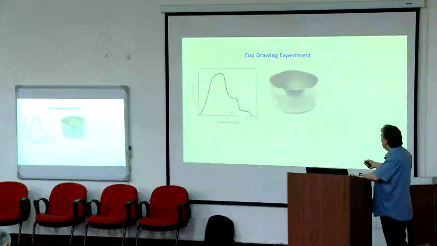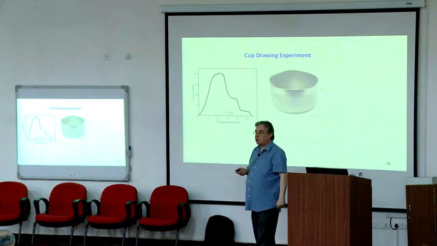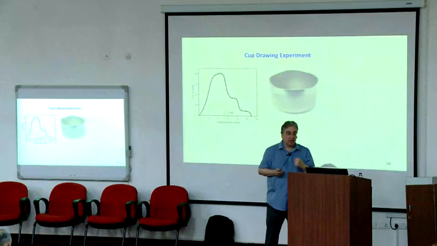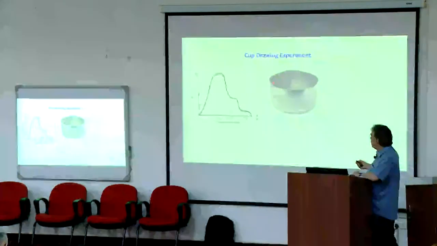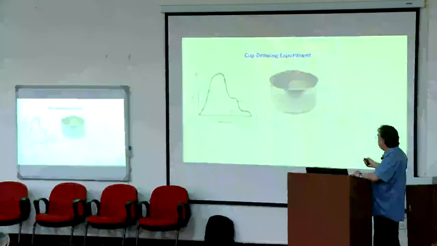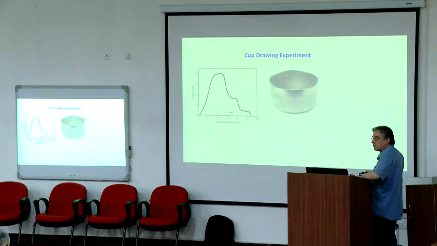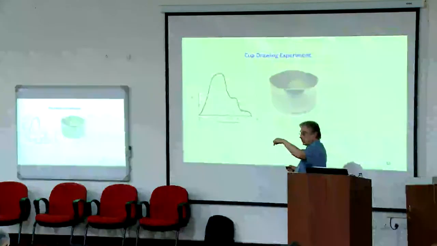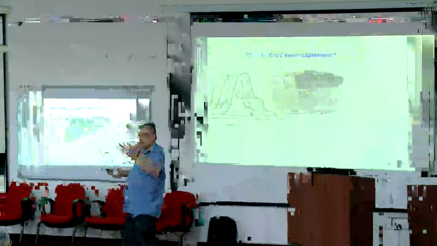Do I have a separate picture? Yeah, here. This is a cup drawing experiment. You have a circular blank, and then with a die, you punch through that circle, and you obtain a cup type shape. What is important is this force displacement curve. You see that first the force goes up and then goes down. You also have the edges, what are called the ears. For industrial application, these ears should be as small as possible because they have to be trimmed, and this is of course expensive, a lot of material, because you have to do this trimming operation.